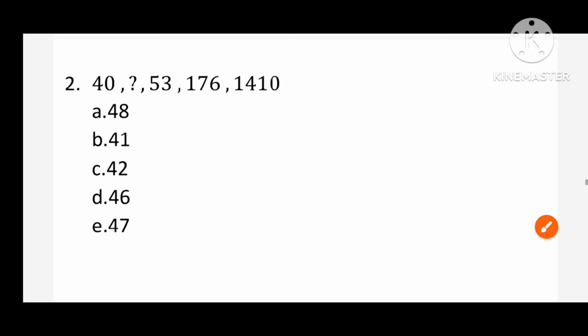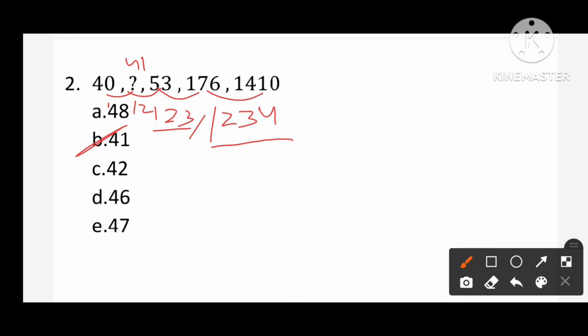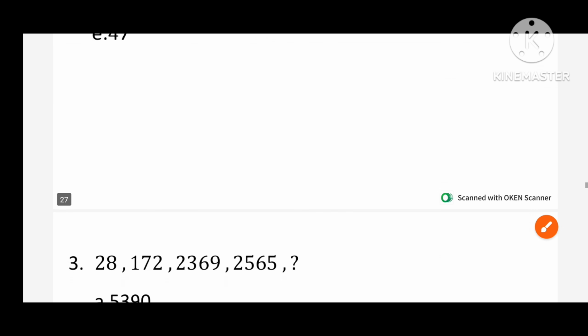Next, question number 2. Here we see a difference of 4, 3, 2, 1. Here we see a difference of 3, 2, 1. So 1 2 3, 1 2 3 4. So it must be 1 2. Here the difference must be 1. So 41 is our answer. Option B is the answer for this one. Next, question number 3.